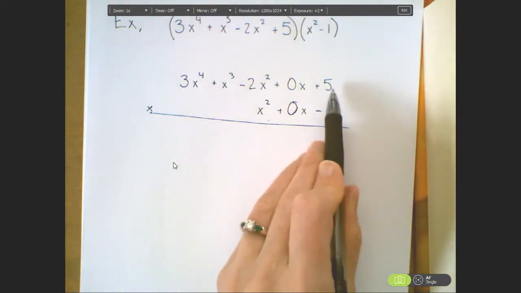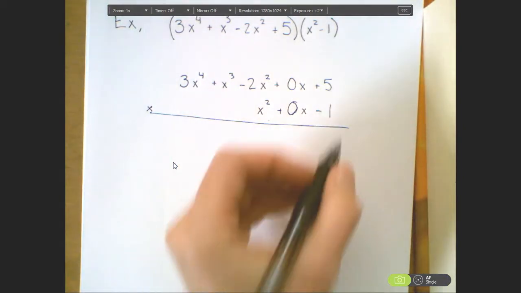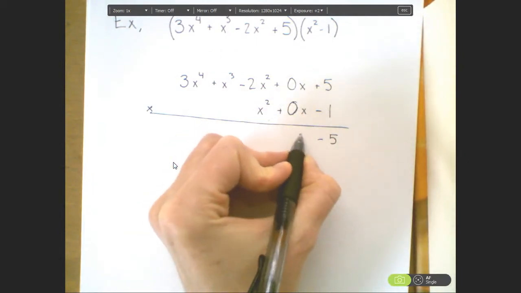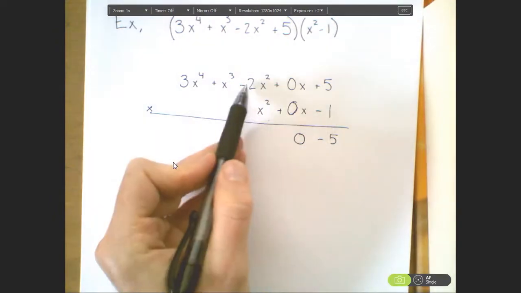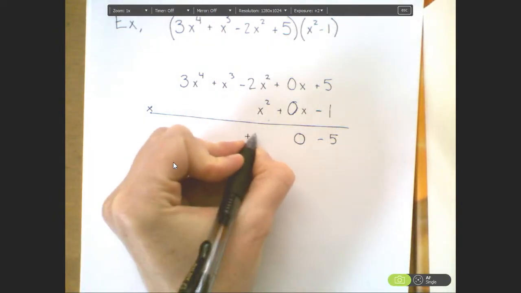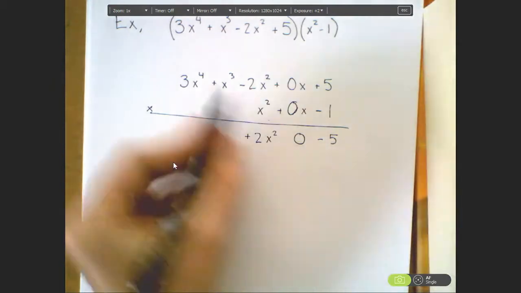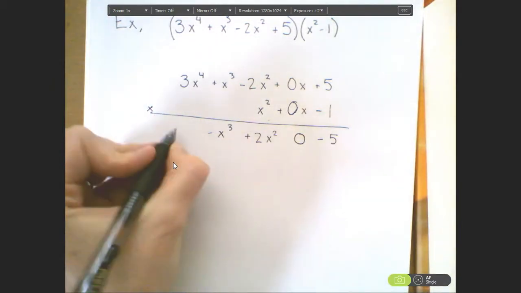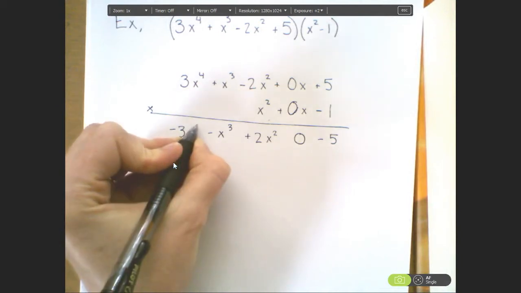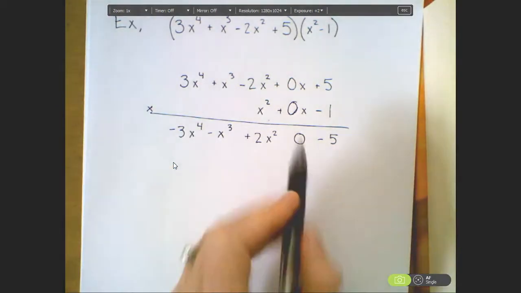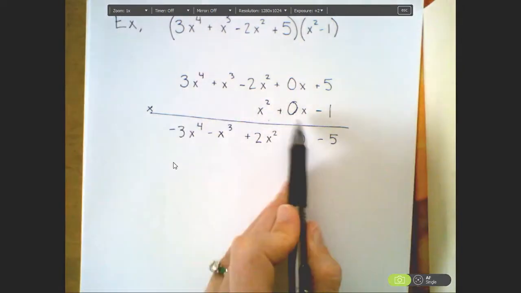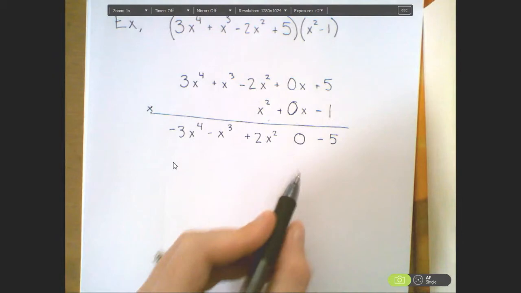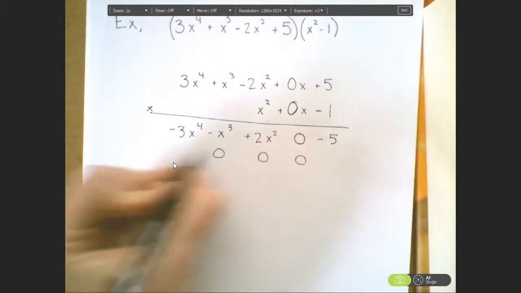When I multiply this by -1, I see that I get -1 times 5 is -5, -1 times 0 x's gives me 0 x's, -1 times -2x squared gives me positive 2x squared, -1 times x cubed gives me -x cubed, and -1 times 3x to the 4th gives me -3x to the 4th. I'm going to multiply everything by 0 for this 0 x's, and that would give me all zeros. So I'm going to omit that row. Maybe I could just write zeros for clarity's sake.